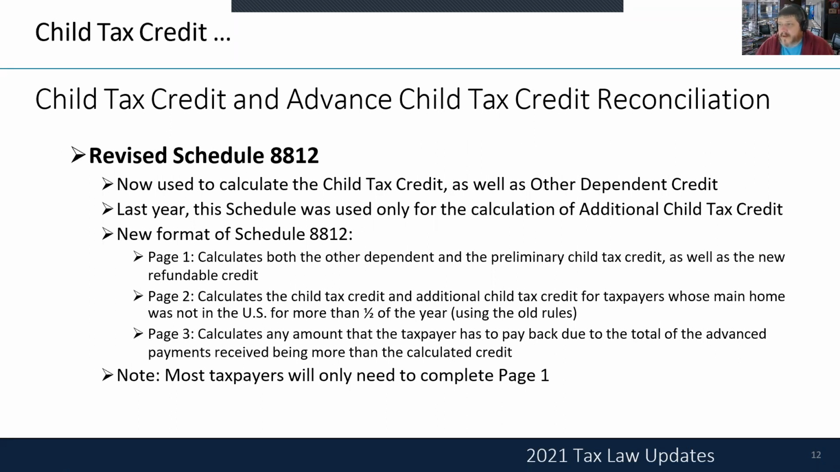So the 8812, which we looked at earlier, is now being used to calculate child tax credit as well as the other dependent credit. So there are 3 pages now. Page 1 calculates the other dependent and the child tax credit. Page 2 is being used for those people who did not have their main home in the United States for more than half the year. So they'll use the old rules on page 2. And page 3 will calculate any amount that the taxpayer has to pay back due to the total advance payments received being more than the calculated credit. Most of your taxpayers, and by most, I mean 99% of them, are only going to need to complete page 1.